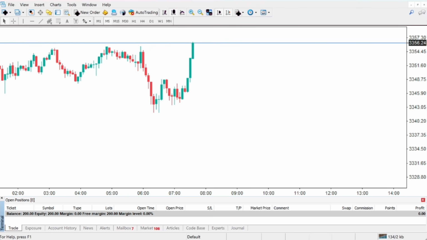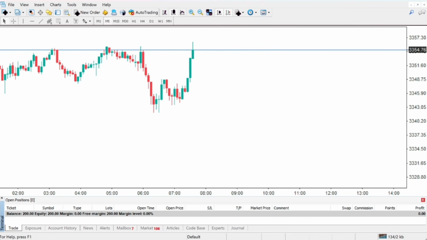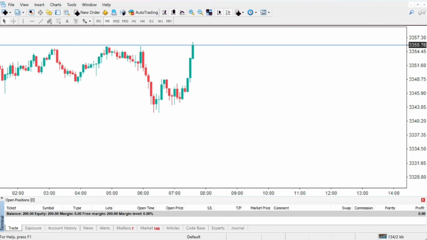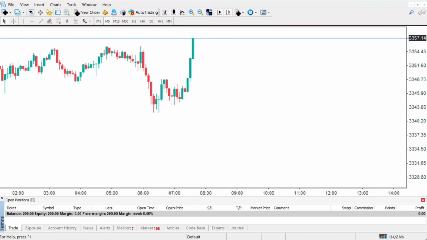Price didn't give me any chance here. It climbed straight into the stop loss at 3355.90, so that's another minus $25 off the balance. That's the frustrating part about sticking to mechanical rules. Sometimes the setup looks clean, the divergence lines up, but the market just doesn't care.